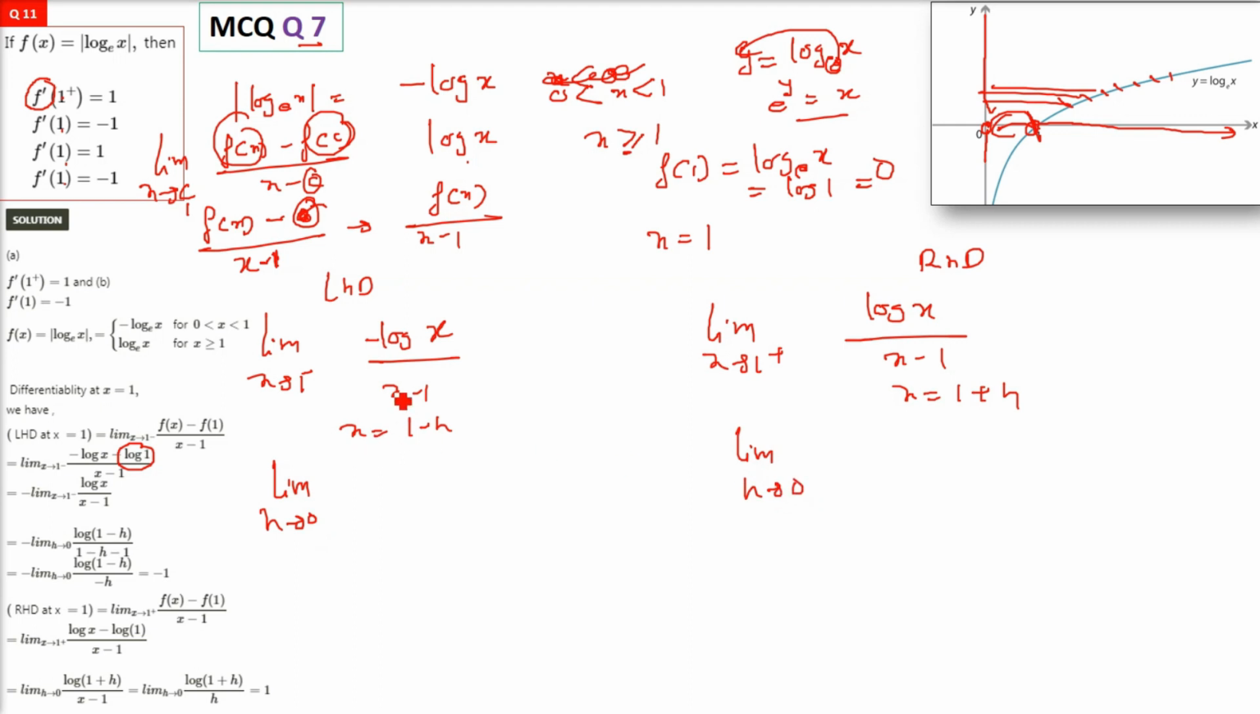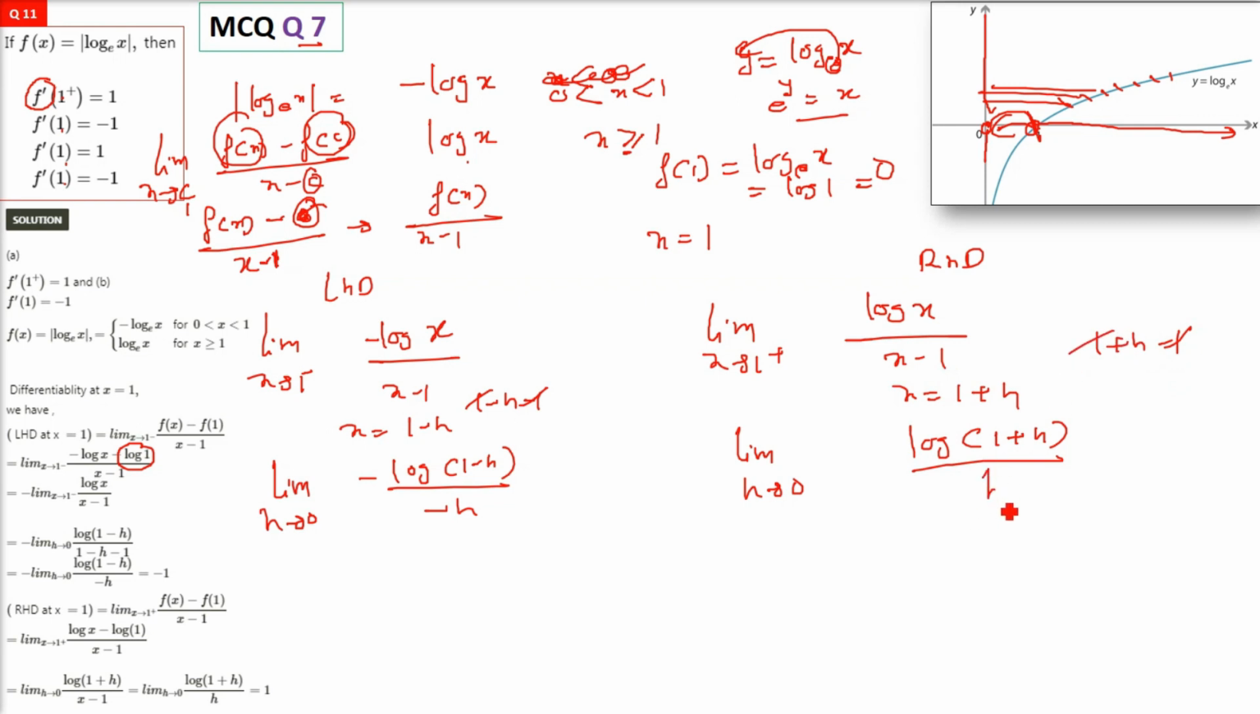And this is going to be replaced, 1 minus h in place of x. So minus log of 1 minus h divided by x, which is 1 minus h, so you have 1 minus h minus 1. The 1 minus h minus 1, the 1 cancels, you get a negative h. Here you have log 1 plus h. So just write log 1 plus h in place of x, replace it by 1 plus h. 1 plus h minus 1 is h, the 1 gets cancelled.